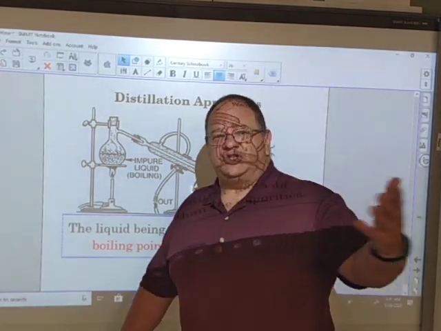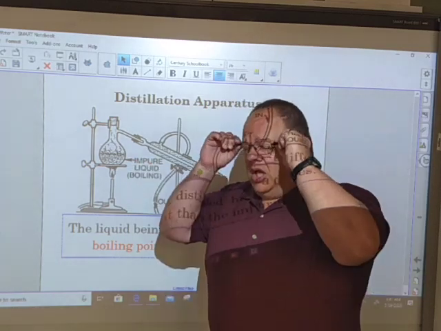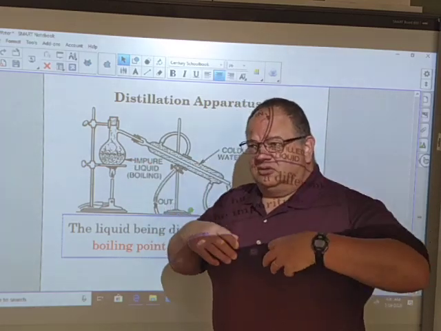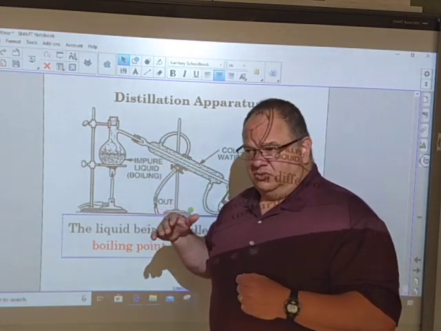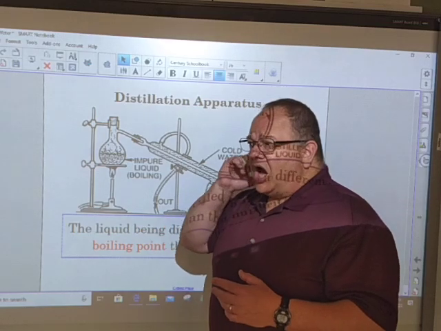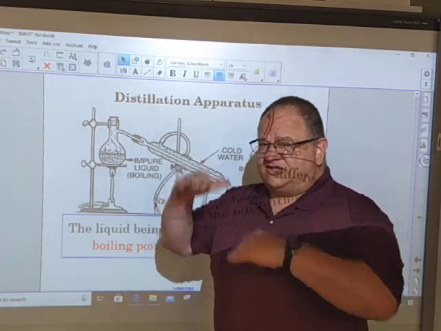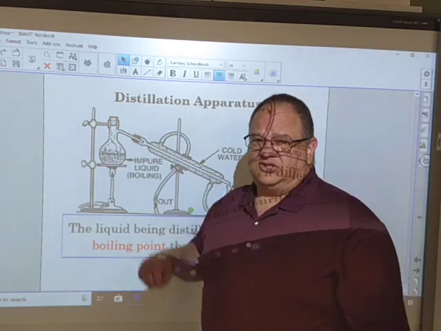Okay? How about just salt water? If I had salt water, salt would require a few thousand degrees to boil, whereas water boils at 100 degrees Celsius. That's quite a drastic difference. So if we boil that, the water comes across, the salt stays behind.